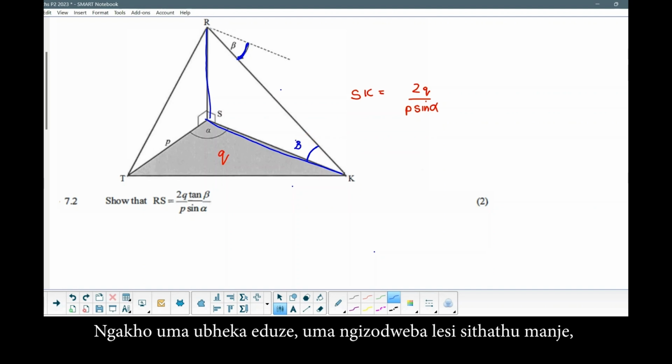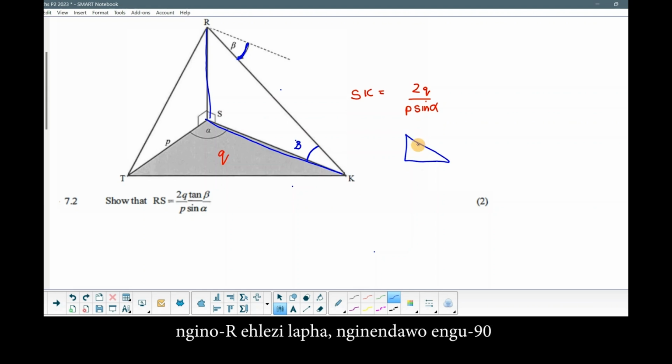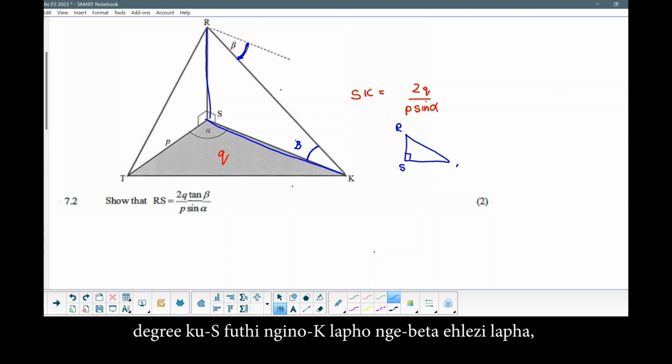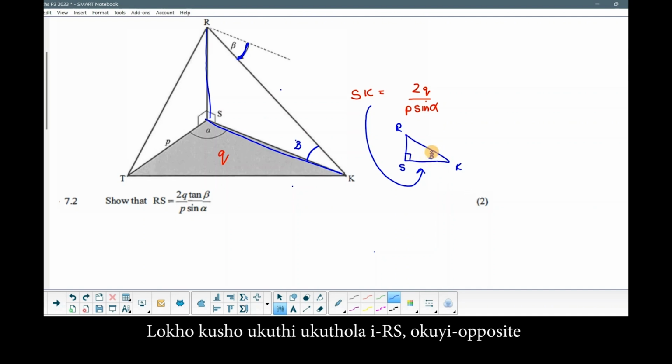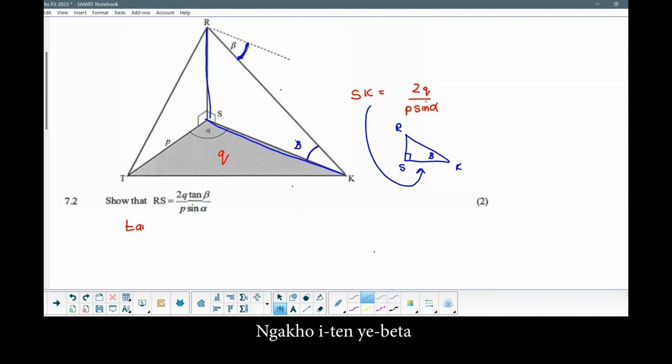So if you look closely, if I draw this triangle now, I have R sitting here, I have my 90 degree at S, and I have K there with my beta sitting in here. Then I've already worked out that SK is equal to 2Q over P sine theta. So I've got SK and I've got beta. That means to find RS, which is opposite and adjacent, I have to use a ratio of tan. So tan of beta is equal to opposite, which is RS, all over SK.